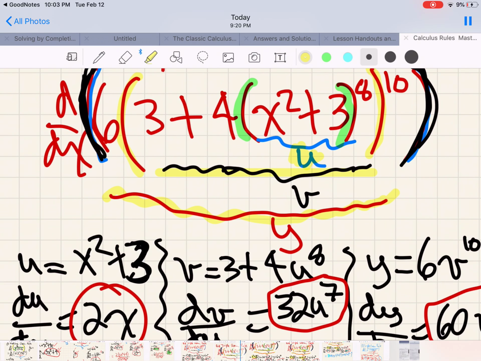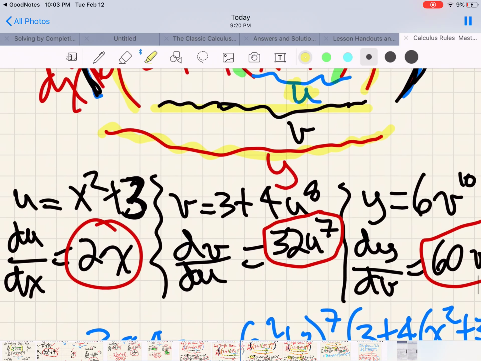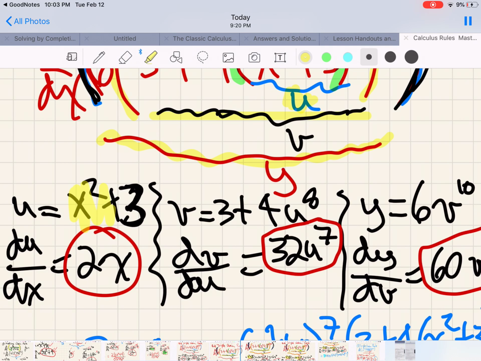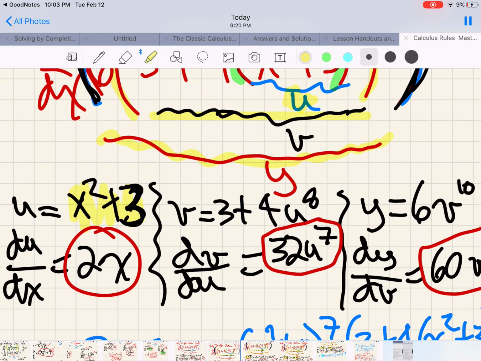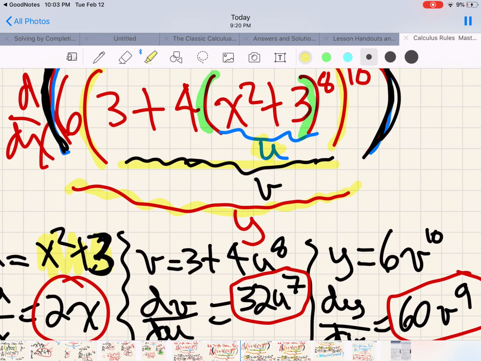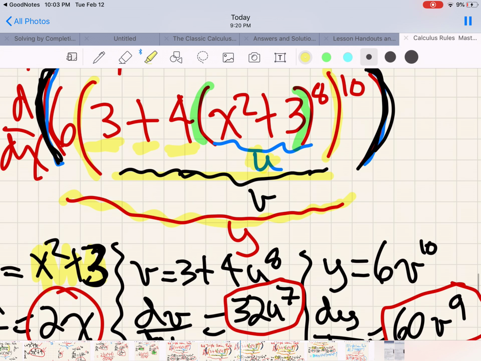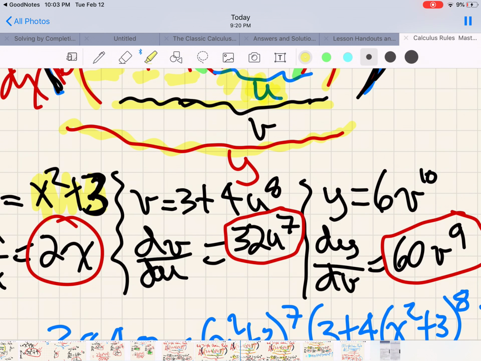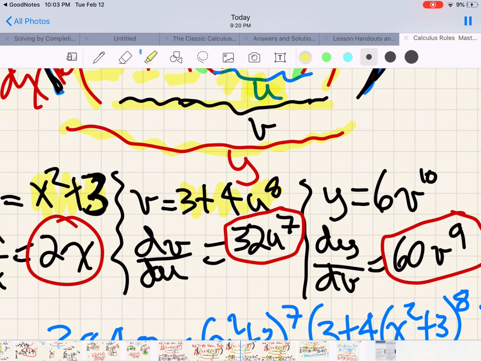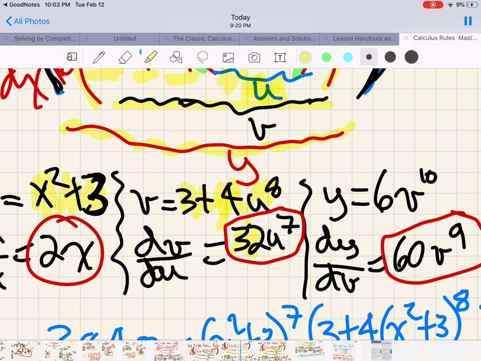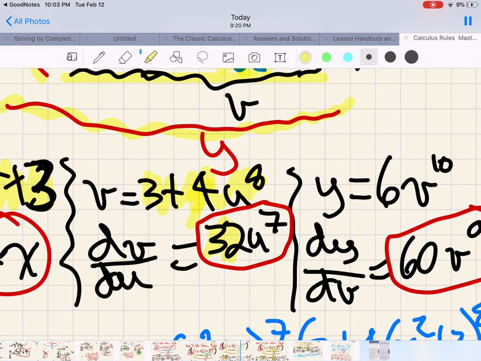So the most inner function is u squared plus 3 right here. And that's a pretty easy derivative to get, 2x. Next I move to v. V is defined as that 3 plus 4 multiplied by u, all to the exponent of 8. Okay, 3 plus 4, u to the 8th. The derivative of that is 8 times 4 is 32. Times by u to the 7th, and that's dv by du.